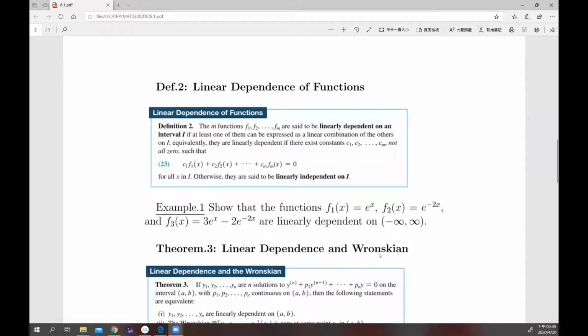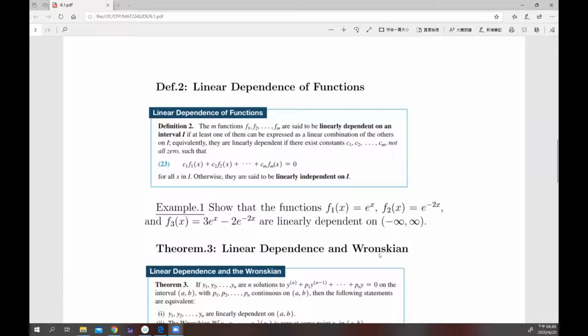All right, scroll down a little bit to look at Definition 2, linear dependence of the functions. Let's look at the definition. This linear dependence and independence are very similar to what we talked about in linear algebra.